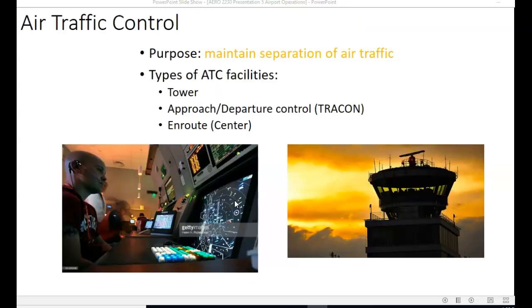So again, air traffic control, ATC facilities exist at controlled airports. You'll have a tower. You'll also have approach and departure control at some of these airports. You may not at a Class Delta airport have any kind of approach or departure control, but at a Class Charlie or a Class Bravo airport, you will have a separate approach and departure control. And then after you leave a controlled airport, you'll be handed off to an en route controller, maybe a center controller.